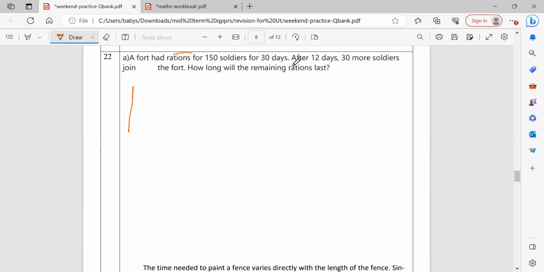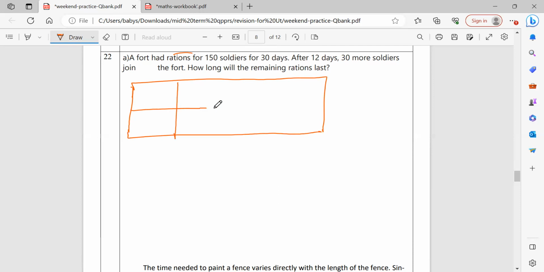If there are fewer soldiers, the people consuming are fewer, isn't it? Less food is consumed. Here again, we are assuming that all of them are eating uniformly, like packets of food, something like that. So that means it's a case of inverse variation. But we just can't put the data just like that. We have to do a small analysis and some calculation.